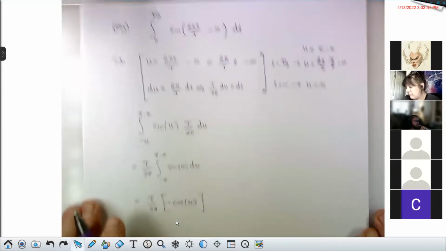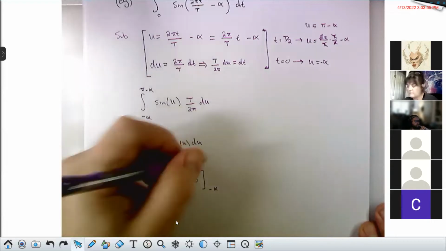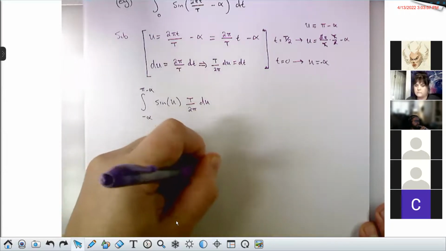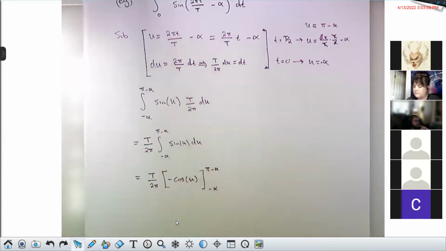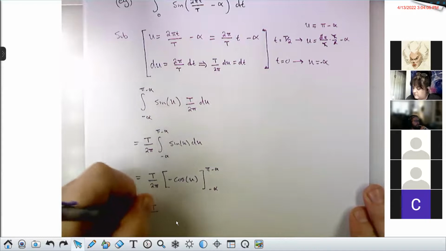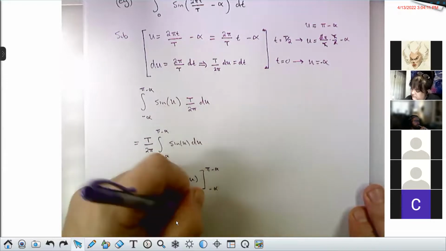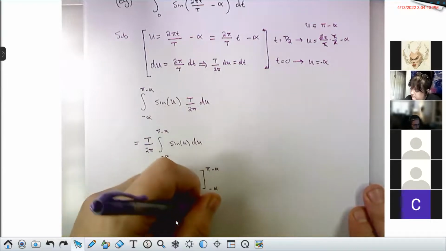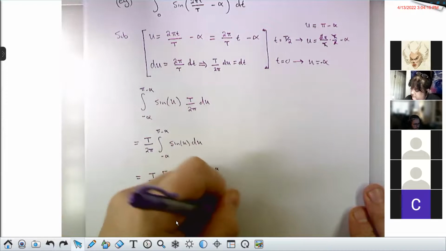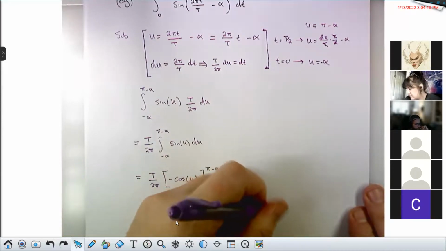We do not plug back in. We do not use the old bounds. We change the bounds. We use the new bounds. Evaluating, I get the negative cosine of pi minus alpha minus negative cosine of negative alpha.